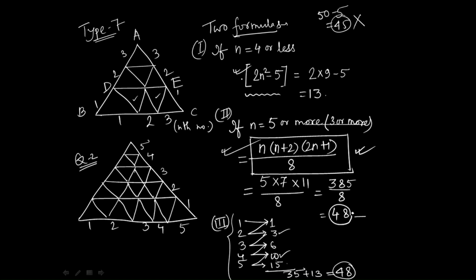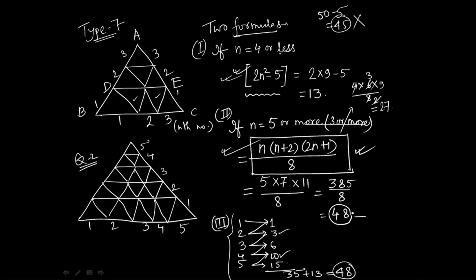You can use it here too. If n equals 4, you can apply this for 4 too. How? 4 into 4 plus 2, 6, into 2 times 4 plus 1, 9, divided by 8. 4 2s are 8, 3 times 9 is 27. 27 is the answer. Right?